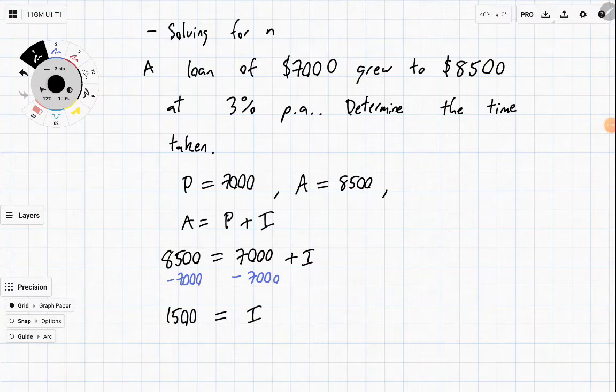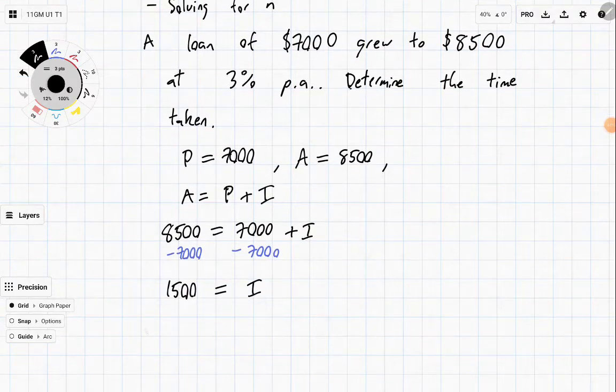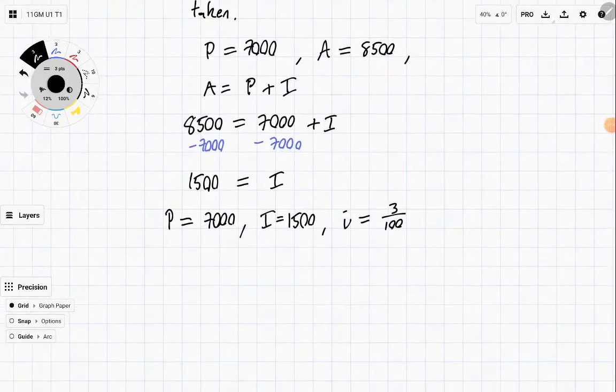Now we can go into using the simple interest part of the formula. So we know what P is. P is 7,000. We know that I is 1,500. And we know that little i is 3 over 100, 3%. Alrighty, so now we can just use the formula because we don't know what little n is. So capital I is equal to capital PIN. 1,500 is equal to 7,000 times 3 over 100 times n.